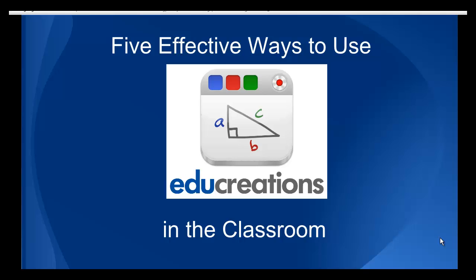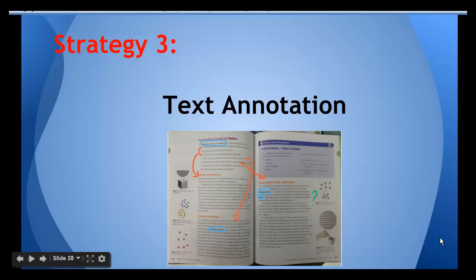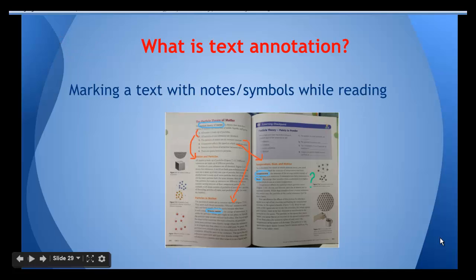Okay, welcome to the third video in the Educational Uses of Educreations series, and this video is going to focus on text annotation. Text annotation basically refers to marking a text with words, symbols, and color in order to track thinking when you're reading. It involves identifying key concepts, important ideas, making connections, asking questions, identifying areas of confusion, and it really tracks the reader's reaction when viewing a text.